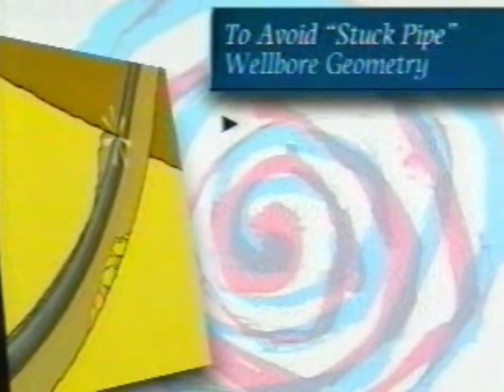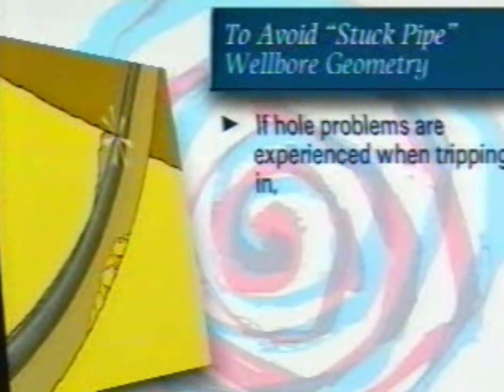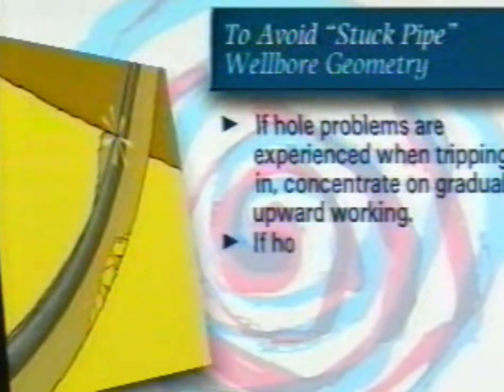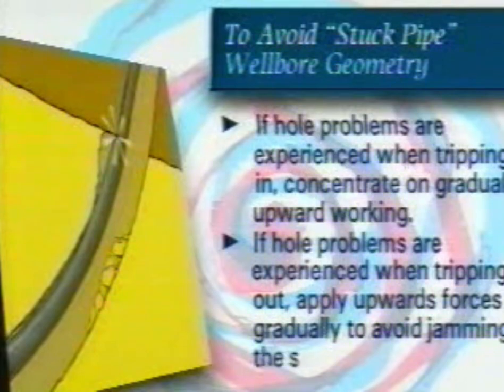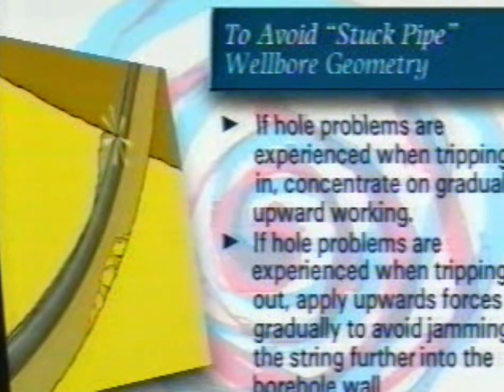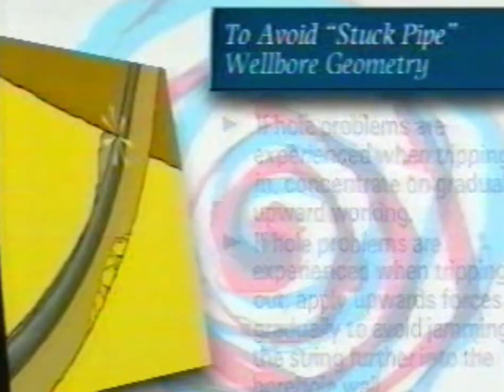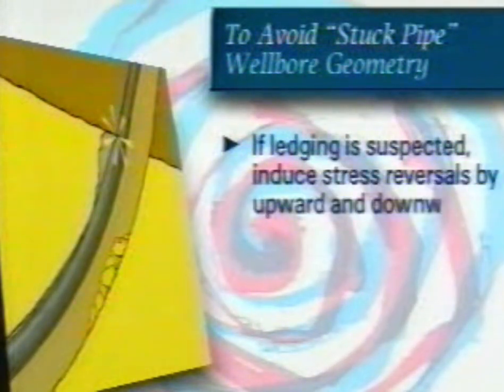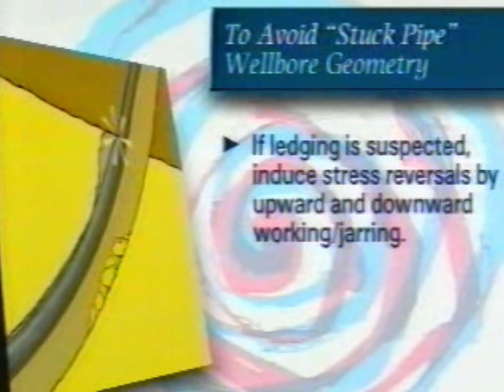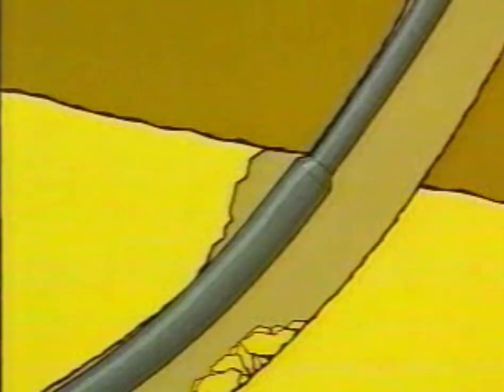If hole problems are experienced when tripping in, concentrate on gradual upward working. If hole problems are experienced when tripping out, apply upward forces gradually to avoid jamming the string further into the borehole wall. If ledging is suspected, induce stress reversals by upward or downward working or jarring. To free the pipe, it is essential to jar it downwards with maximum force and to rotate it.